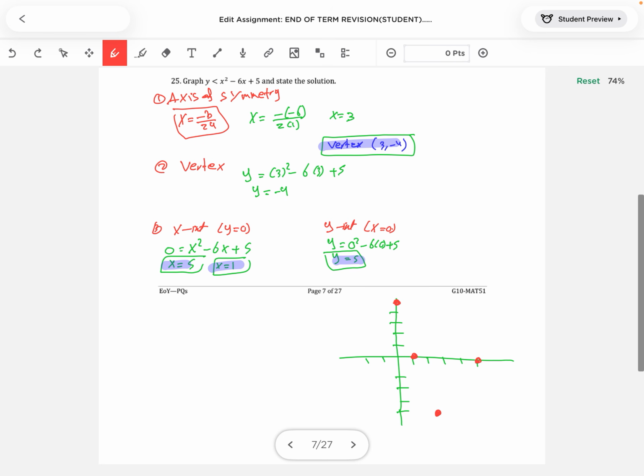There is no equal sign in my inequality. The inequality is y less than x squared minus 6x plus 5. So I will connect all these with a dotted line. Now, how can I make sure my answer is correct or not? We agreed we are taking a point outside like 0, 0.